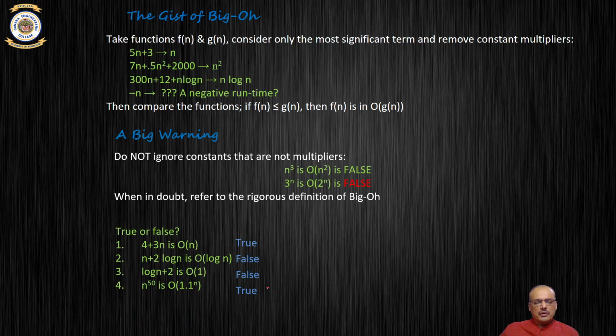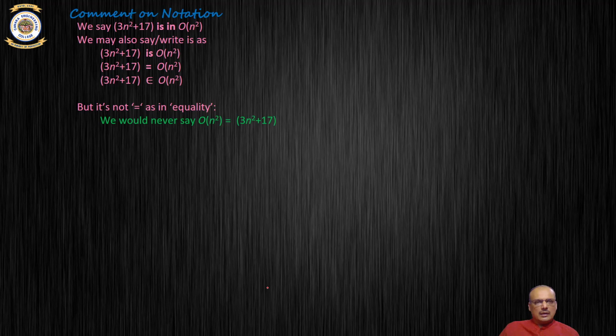Okay, hope you got the concept of big O and how we analyze it. Okay, some comments on this. We say that n square plus 17 is in the big O of n square. This is true, because here n square is the dominant one. So we say this provides an upper bound for some value of n naught and c.